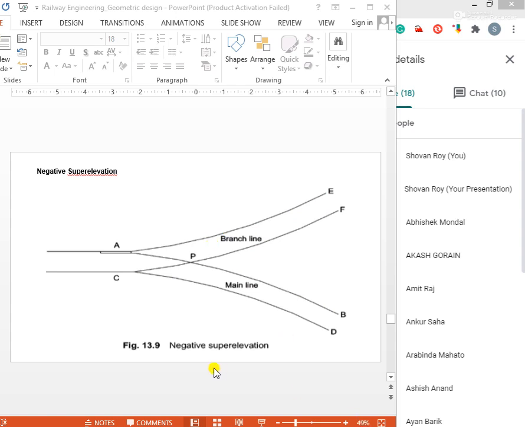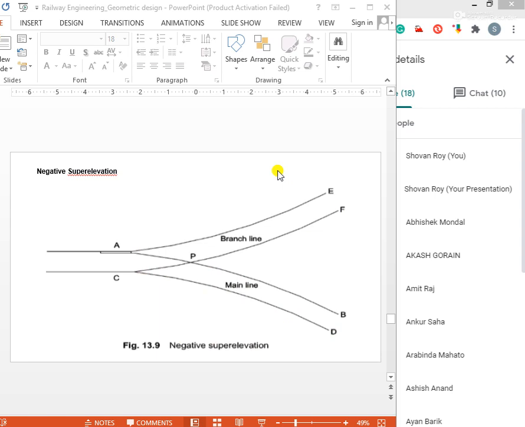How can we provide the super elevation? Because the branch line also needs super elevation. Suppose CF, one of the tracks of the branch line, the outer track of the branch line, also needs super elevation. So when I am providing super elevation on the main line, A to B, on the outer track of the main line, how can I provide super elevation on the branch line at the same time?